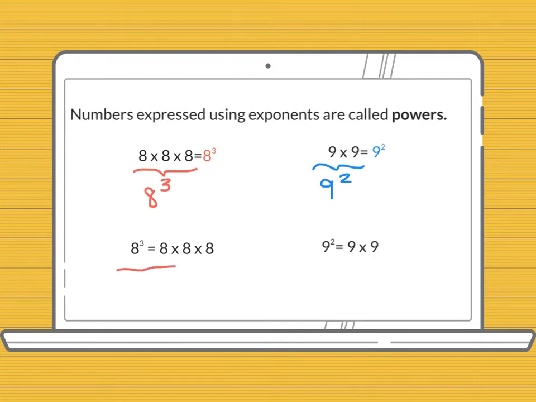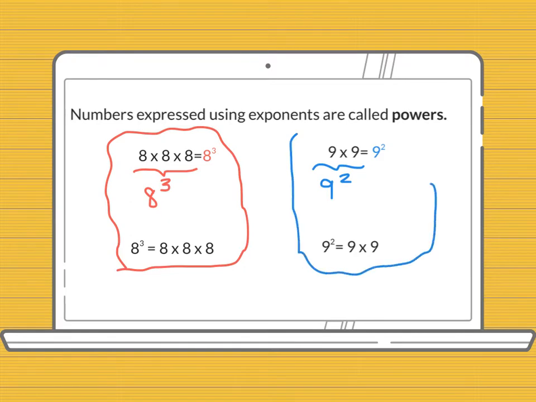You could say that 8 to the third power equals 8 times 8 times 8, as well as 9 to the second power is equal to 9 times 9. Even using a letter such as K, even if there is no number there, K to the fourth power would equal K times K times K times K.